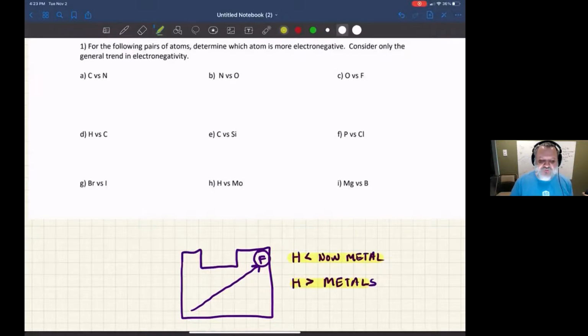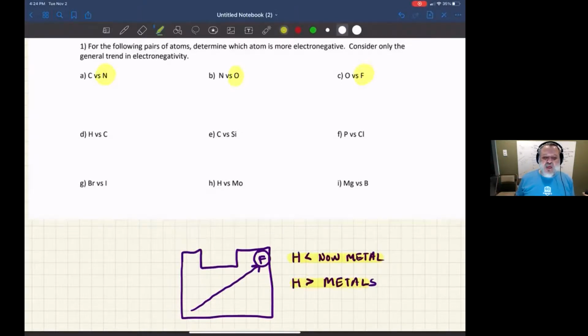Everything else happens the same way on a periodic trend. So let's get to it. Nitrogen is further to the right than carbon, so it's more electronegative. Oxygen is further to the right than nitrogen, so it's more electronegative. And of course, fluorine is the most electronegative atom on the periodic table.